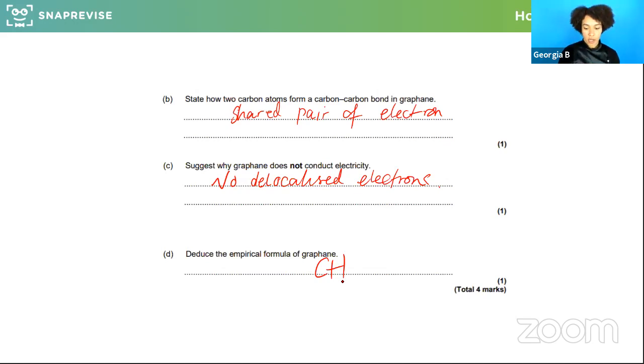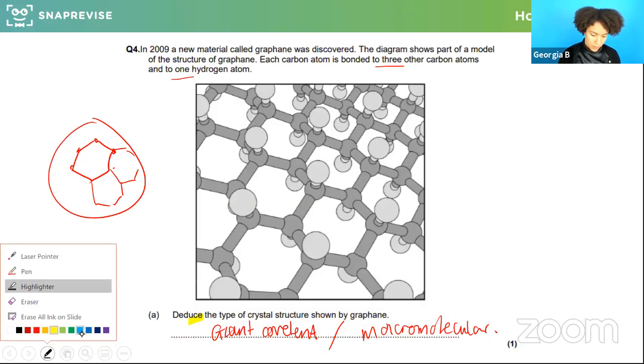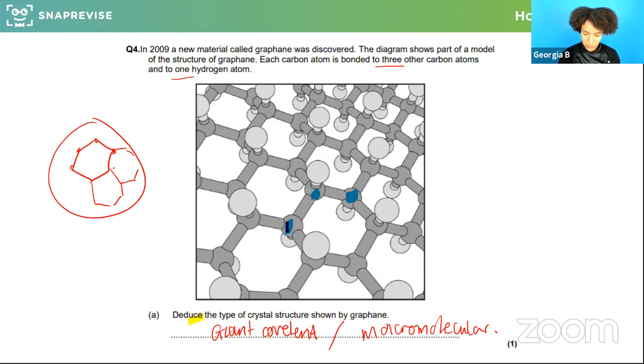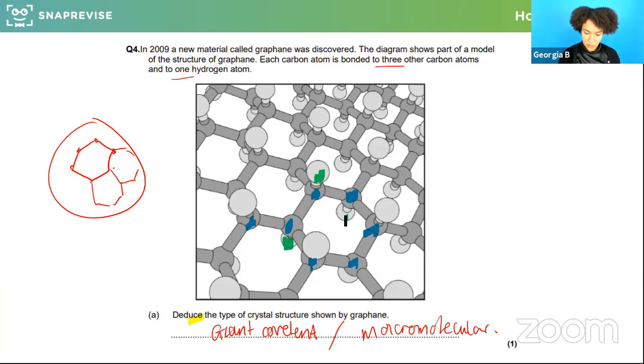Why is it just CH? Okay, let's go back to the image and we'll count. If we look at every carbon on here, I'm going to dot every carbon in blue, because yellow is not very strong. And then I'm going to dot every hydrogen in green. Notice that every carbon has 1 hydrogen, and if every single carbon has 1 hydrogen, the empirical formula must therefore be 1 carbon per 1 hydrogen, so CH. Does that make sense?